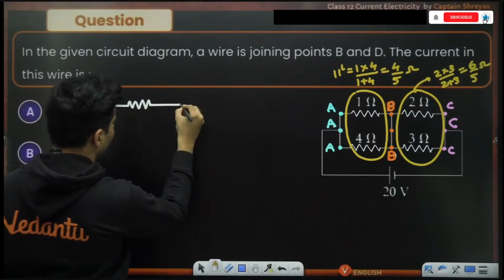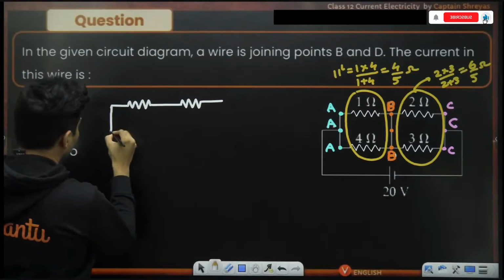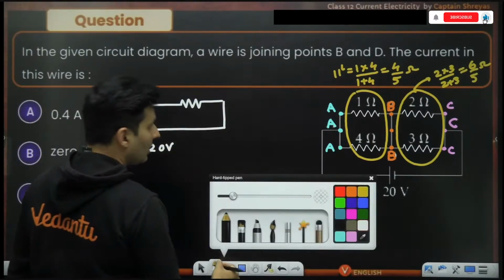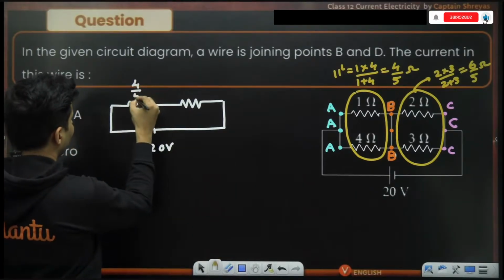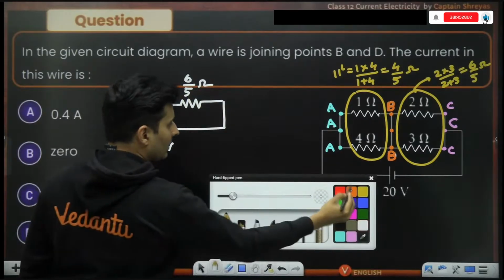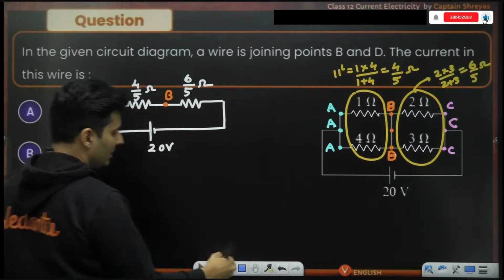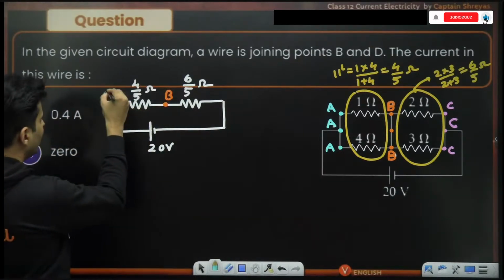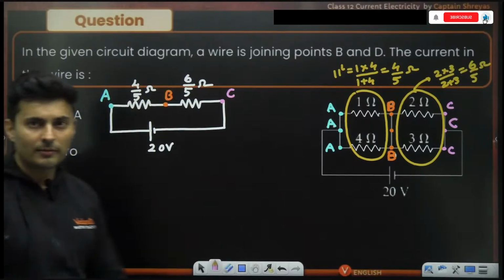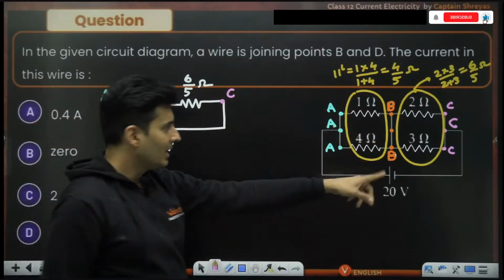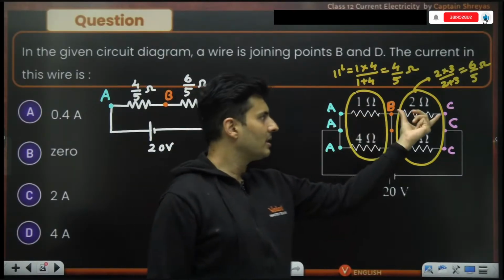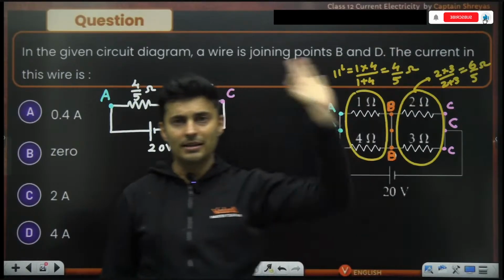So the equivalent would look something like this. You will have one resistor here, another resistor here, and this particular battery like this. This is 20 volts. This will be 4 by 5 ohms, this will be 6 by 5 ohms. This is your point B, this is your point A, and this is your point C. This is what you are going to observe. Correct me if I'm wrong. Can you see the same voltage difference here? Same voltage difference means a parallel circuit.